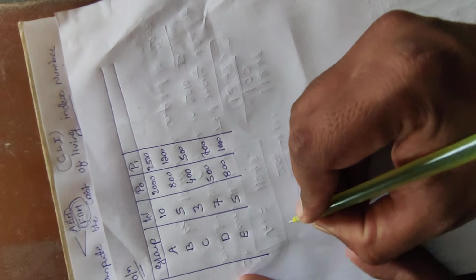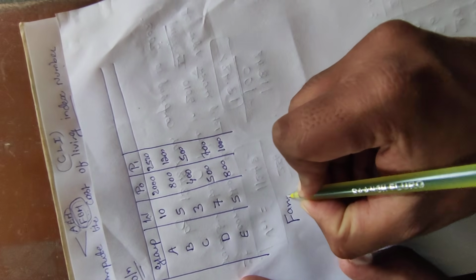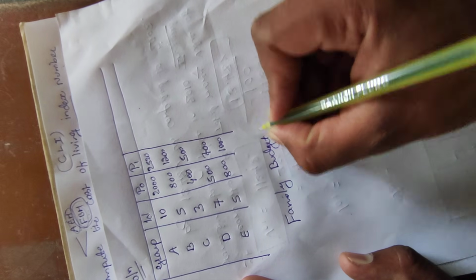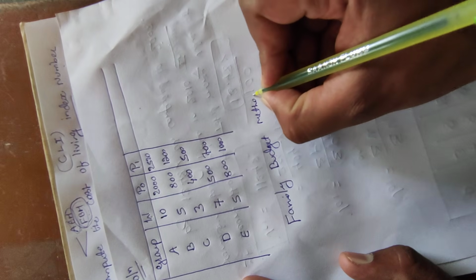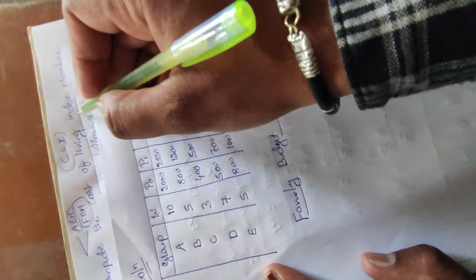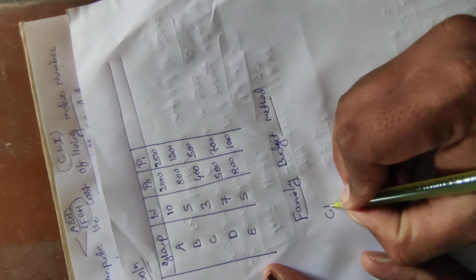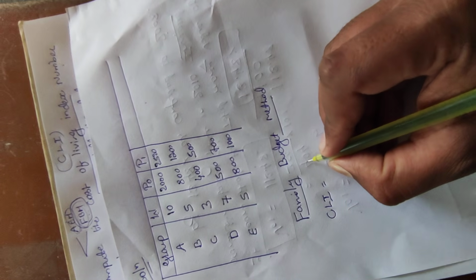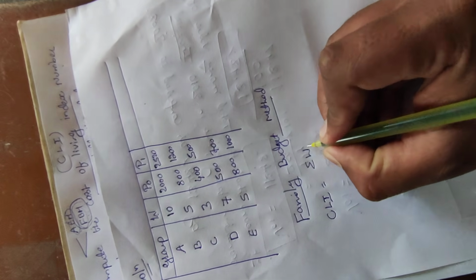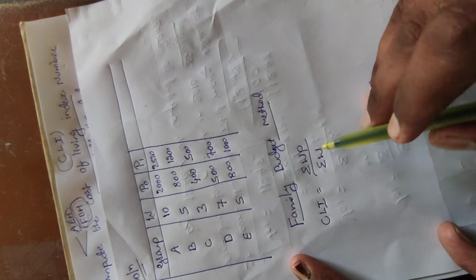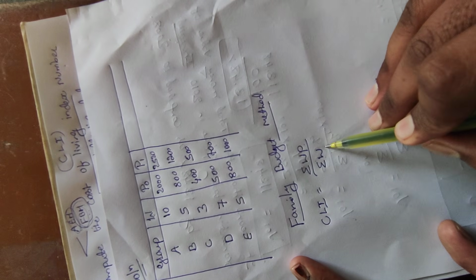First we should write down the formula for the family budget method. The formula for cost of living index or consumer price index, CLI, in the family budget method is the summation of WP divided by the summation of W. So we require the summation of WP divided by the summation of W.